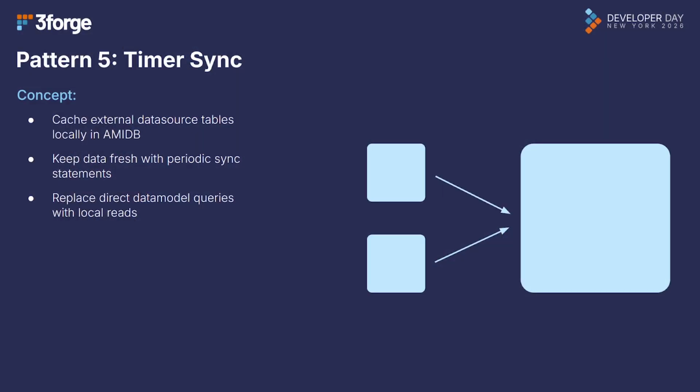Pattern number 5 is called timer sync. If you're building a dashboard that needs to reach out to many external data sources, traditionally you would achieve this by creating data models that would tap into the data source, bring in the data, and then update the visualization. Now, there are a couple of caveats with that approach because each data model brings in a copy of the data to each user session. So it has a risk of duplicating the data, and your external data sources get hammered with a lot of requests. The timer sync approach says that instead of querying the external database with each user session, you cache that data into our AMIDB and then keep that data refreshed by using periodic sync statements.